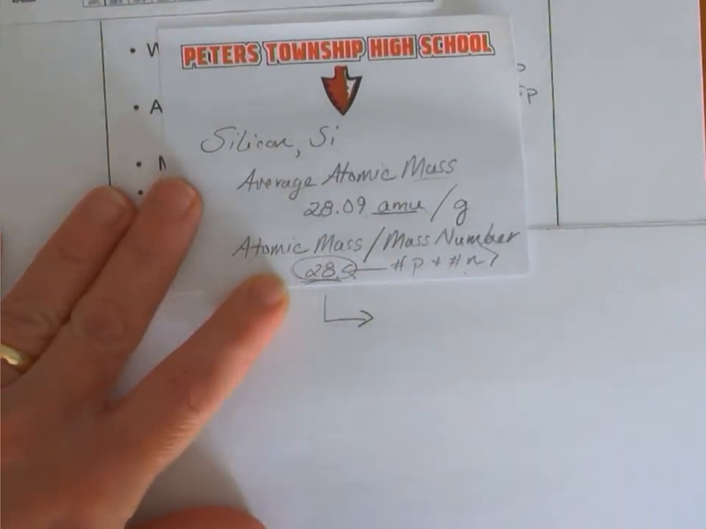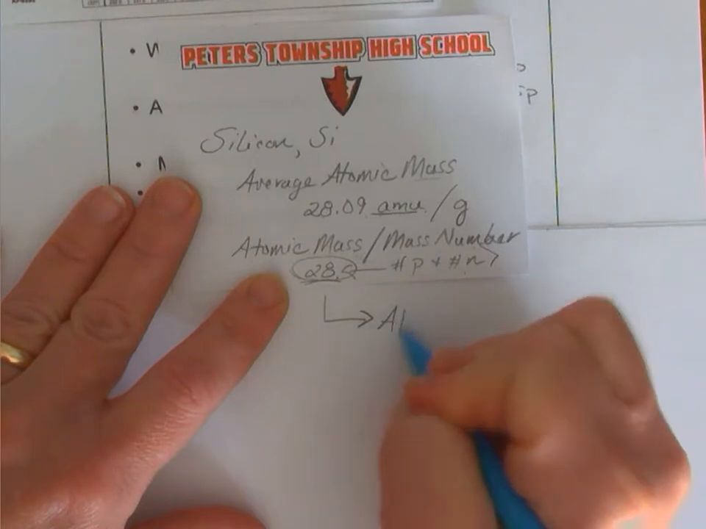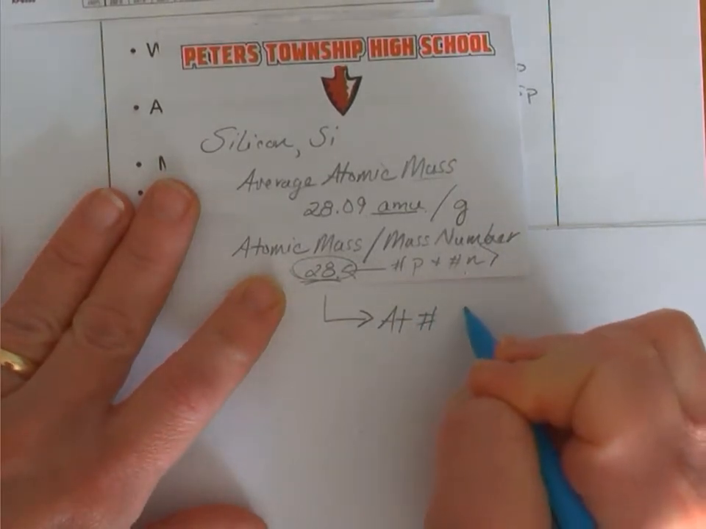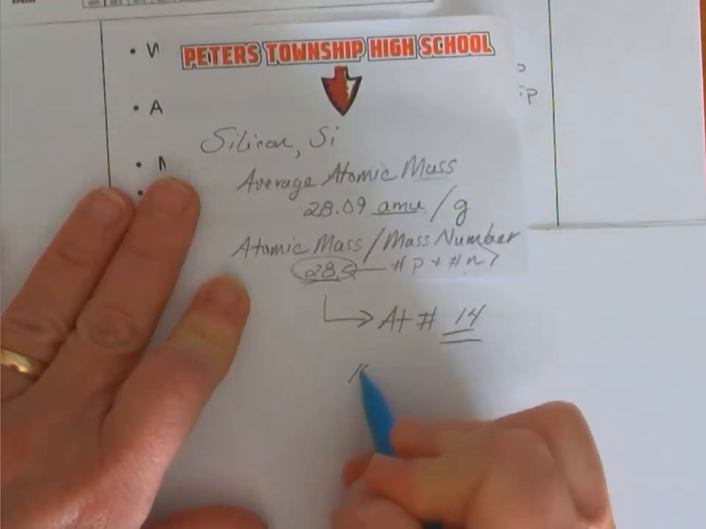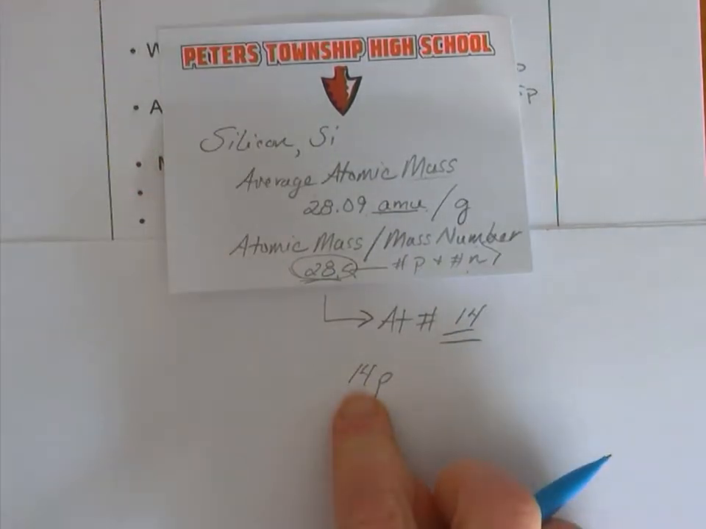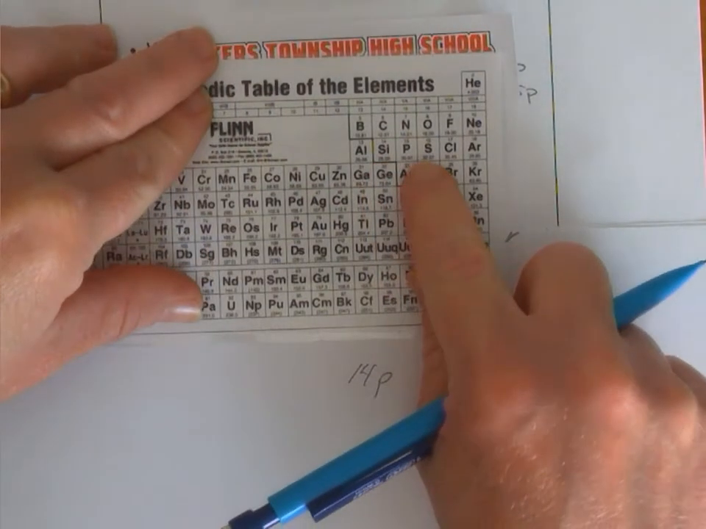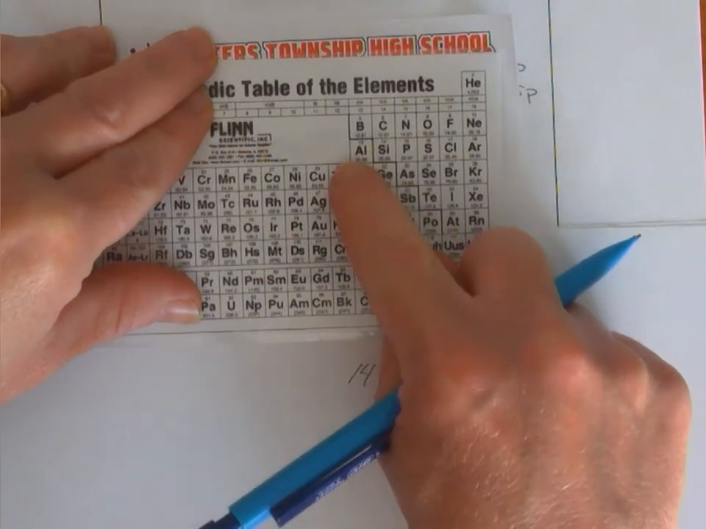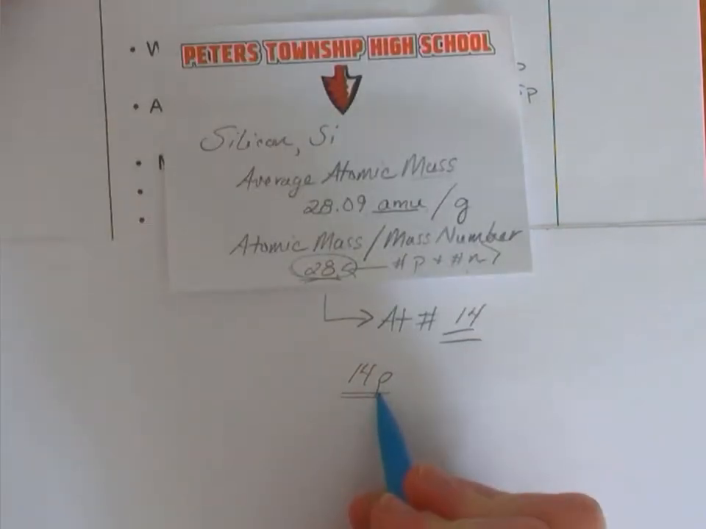Now, what makes silicon silicon is the atomic number is 14. That means there's 14 protons. Now, if we would have 15 protons, it would be phosphorus. 13, it would be aluminum. The number of protons gives us our identity.